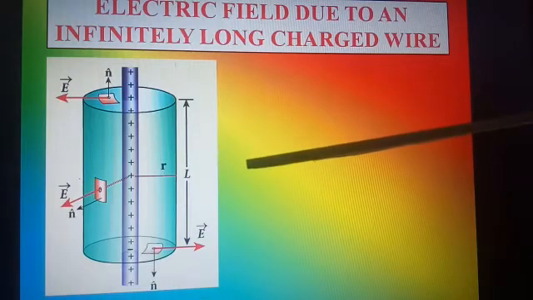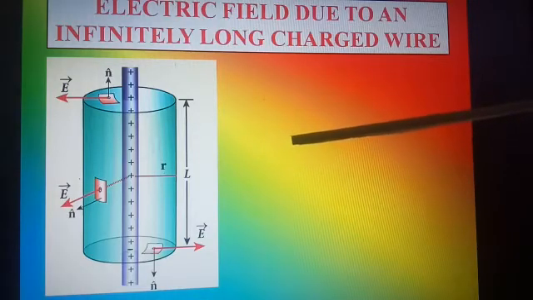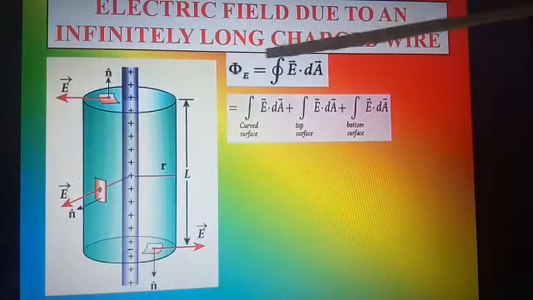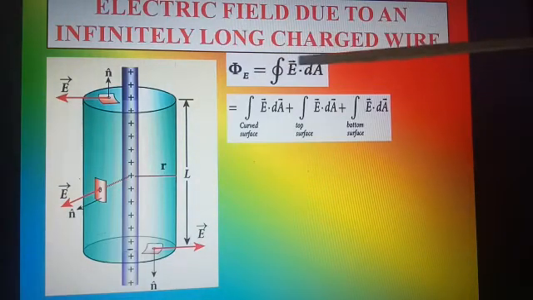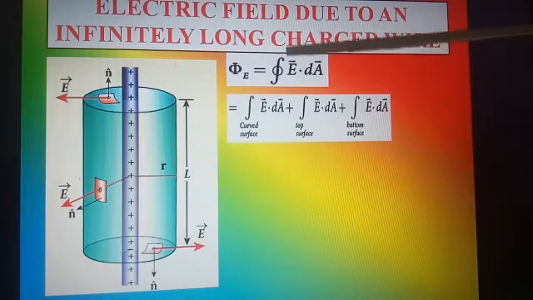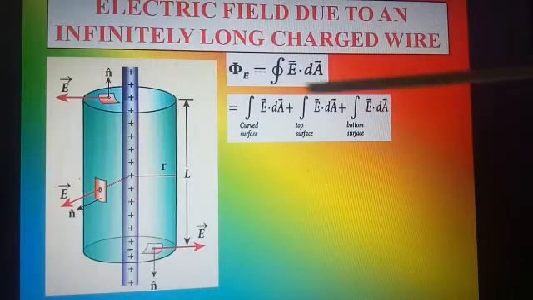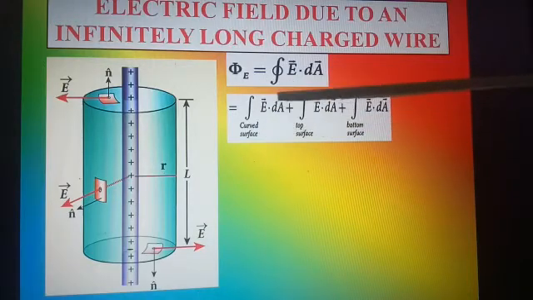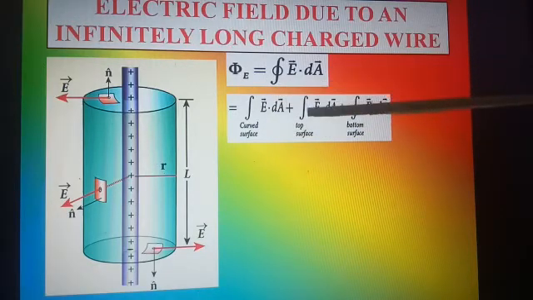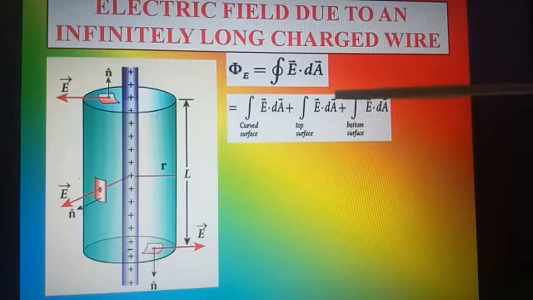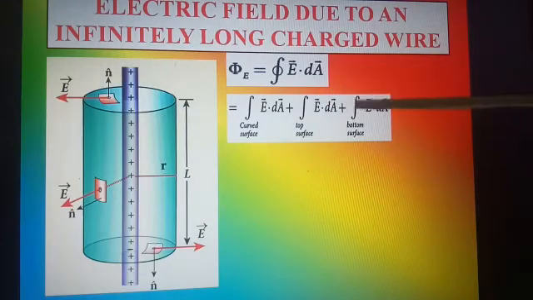The total electric flux through this closed surface is calculated as follows. The equation is phi equals the closed cylindrical surface integral of E vector dot dA vector. So we can write it as the integral over the curved surface of E vector dot dA vector, plus the integral over the top surface of E vector dot dA vector, plus the integral over the bottom surface of E vector dot dA vector.